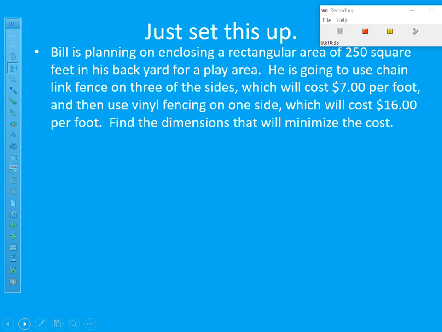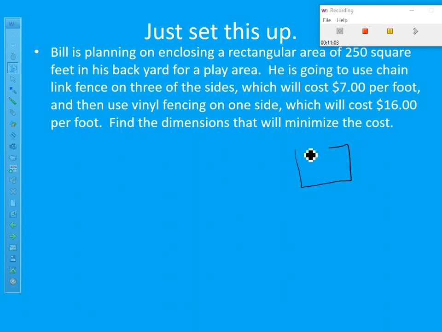Now, I just want to set up number 3 because I don't want this video to be 45, 50 minutes. So here's our number 3. Bill is planning on enclosing a rectangular area of 250 square feet in his backyard for a play area. He's going to use chain link fence on 3 of the sides, which will cost $7 per foot. And then he's going to use vinyl fencing on 1 of the sides, which will cost $16 per foot. What dimensions will minimize the cost?